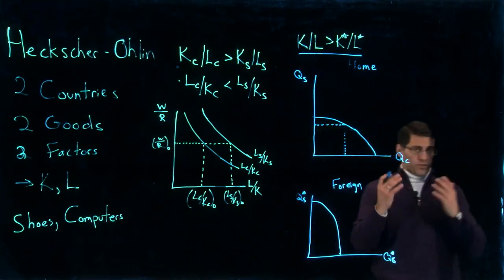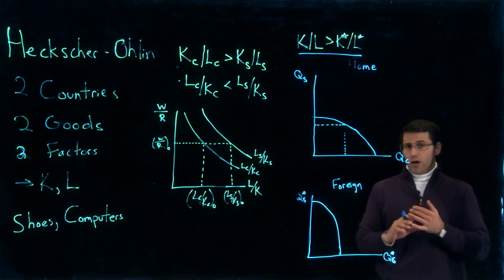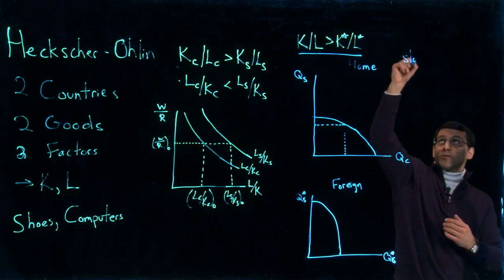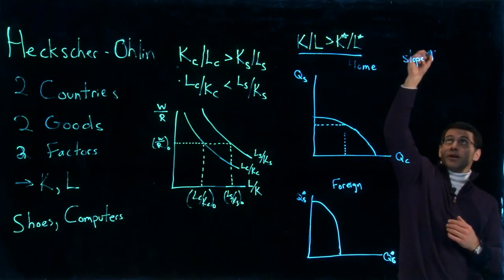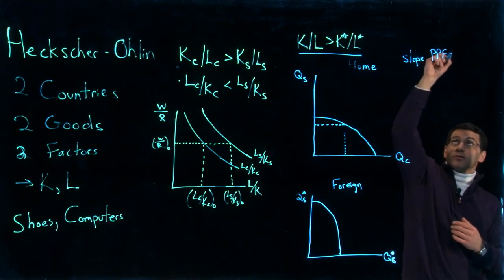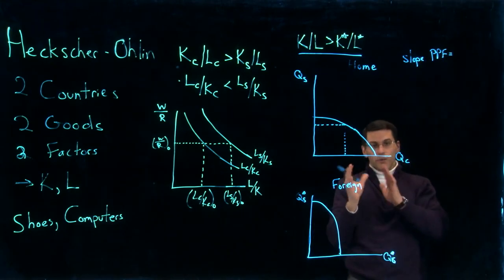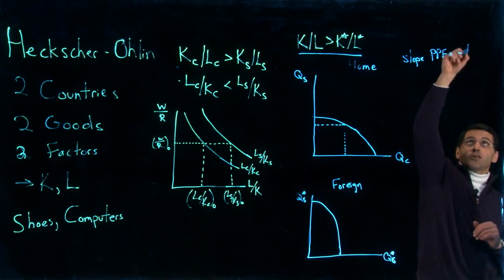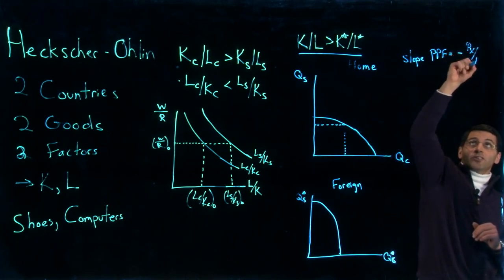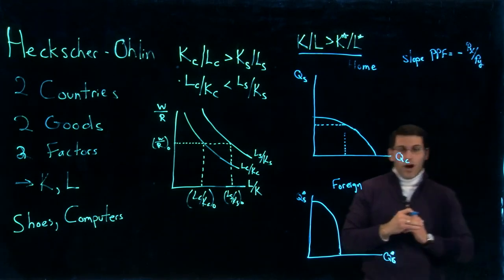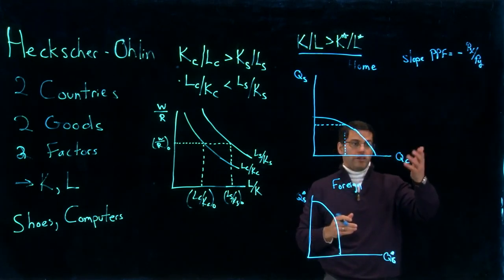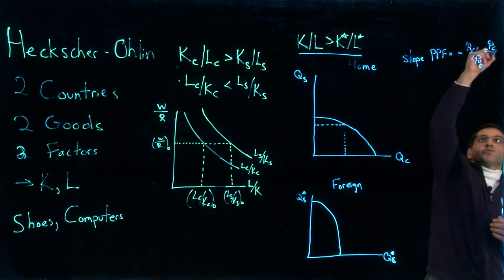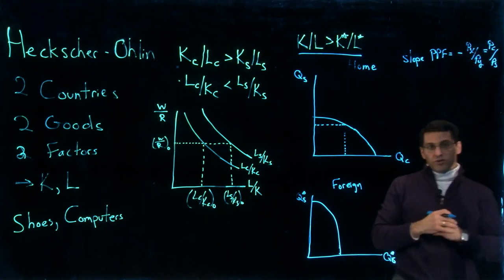And remember, the relative price of the good on the x-axis is equal to the slope of the PPF. Right? And we saw this with the Ricardian model and with the specific factors model. The slope of the PPF in equilibrium, at least, will be equal to the negative of the price of the good on the x-axis relative to the good on the y-axis, right? So in our case, that would be PC over PS, the price of computers over the price of shoes.